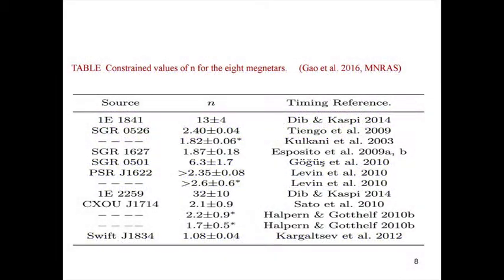This table shows the constrained values of mean breaking indices for 8 magnetars. We found that 5 magnetars have smaller mean breaking indices of n smaller than 3, and we interpret them with a combination of magnetodipole radiation and wind-aided braking. The larger mean breaking indices of n larger than 3 for the other three magnetars are attributed to the decay of external braking torque, which might be caused by magnetic field decay.